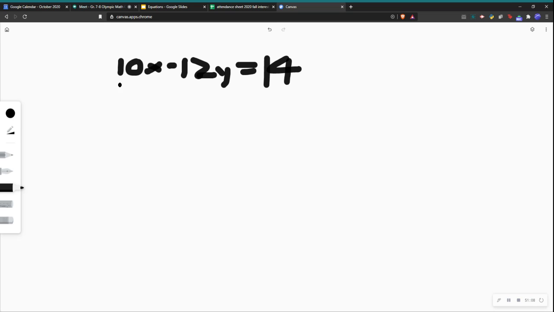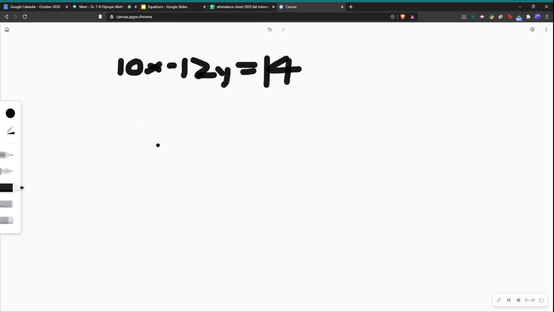Okay, so first we have to figure out if this has integer solutions or not. Can someone tell me what the greatest common factor of 10 and 12 is? Ignore the negative. We can just take the positive version of negative 12. What's the greatest common factor? 2, right? Perfect. And is 14 divisible by 2? Just someone say yes or no. It is. Perfect. So that means this does have integer solutions because we use Bezout's identity.